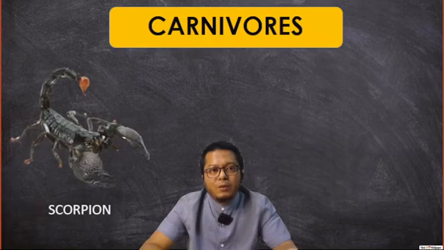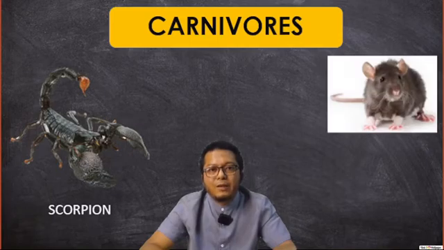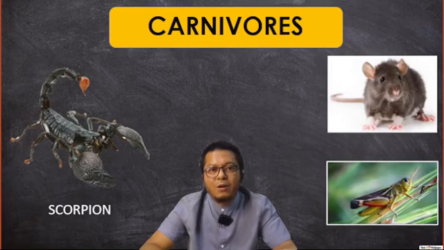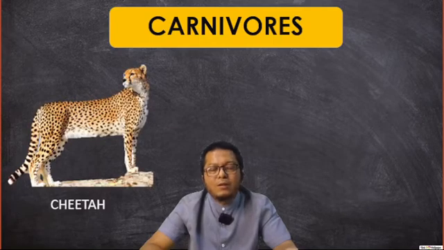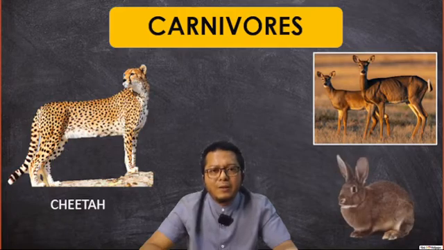Okay. Next animal would be scorpion. Scorpion is also in the carnivores group, it eats rats and grasshopper. It depends, but it eats both rats and grasshopper. Okay. How about cheetah? Cheetah, as we know, eats animals like a deer or a rabbit, depends.